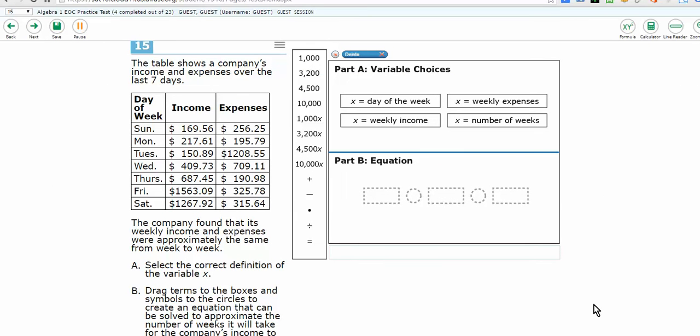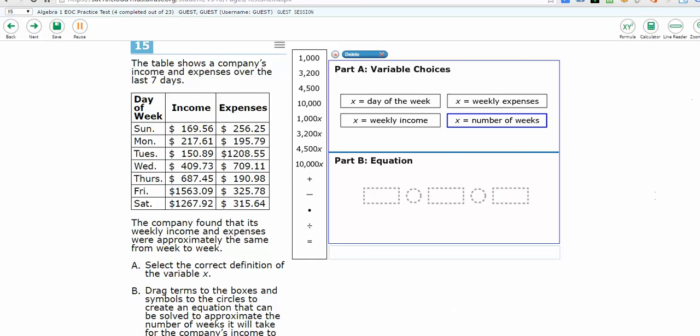All right, so we just go ahead and bubble in our correct answer and advance to the next. Okay, let's take a look at question number 15, the last in this review installment. It says the table shows a company's income and expenses over the last 7 days. The company found that its weekly income and expenses were approximately the same from week to week. Part A: select the correct definition of the variable x. So in this problem, we're going from week to week. So x basically represents the number of weeks that you're counting. So if you look at the options right here, since we're going from week to week, the answer is going to be this one right here, for the number of weeks.